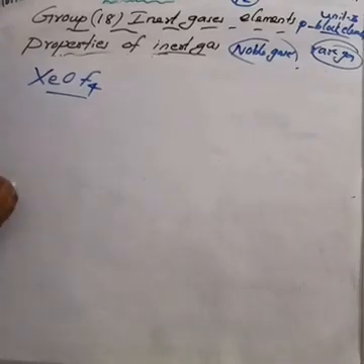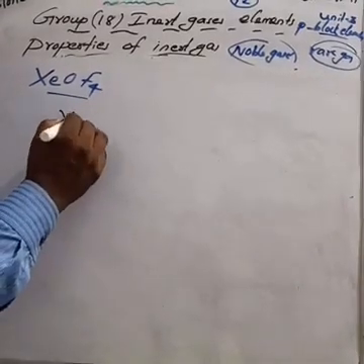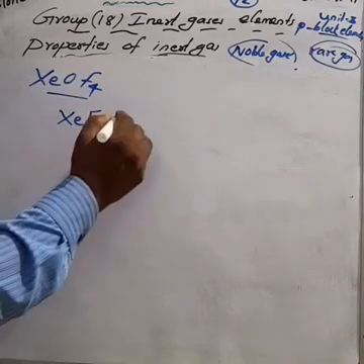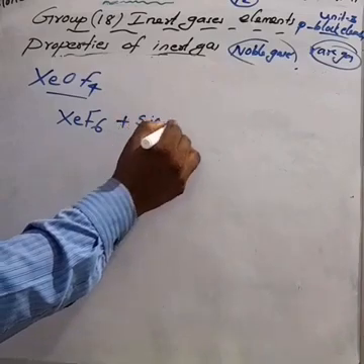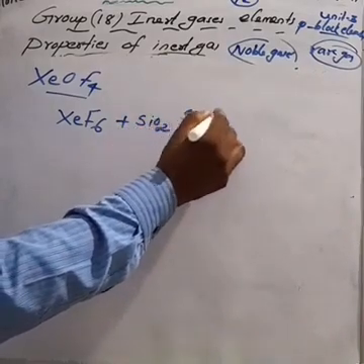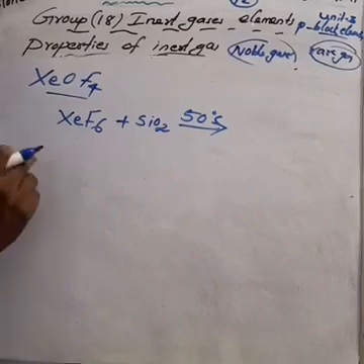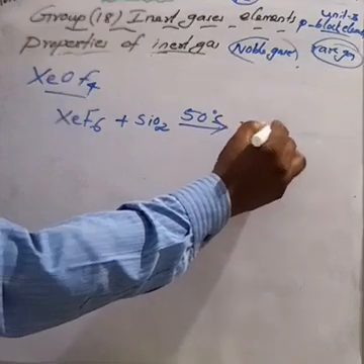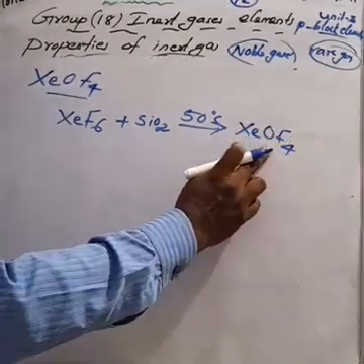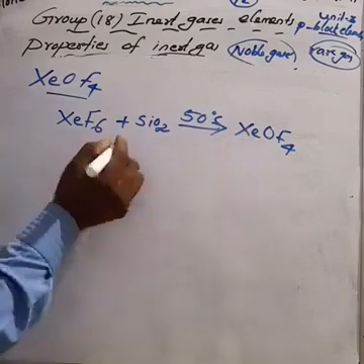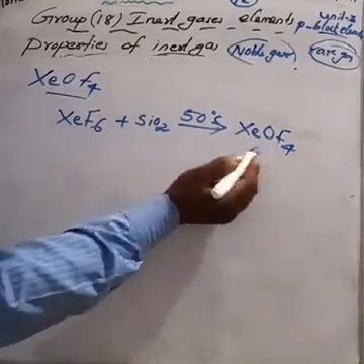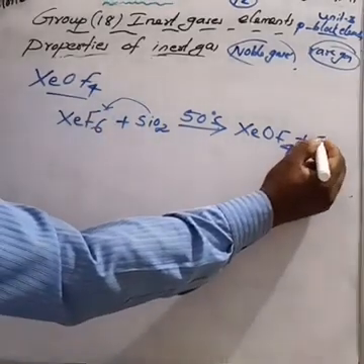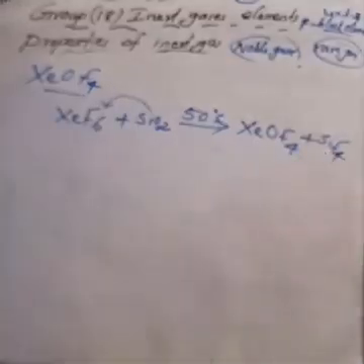By the reaction of xenon hexafluoride. What is the formula of xenon hexafluoride? XeF6 plus silica, that is SiO2, at a temperature of about 50 degrees Celsius, we get one of the products called xenon oxytetrafluoride. What is the formula here? XeOF4, that is xenon oxytetrafluoride. And also the silica combines with the fluorine, we get SiF4, silicon tetrafluoride.